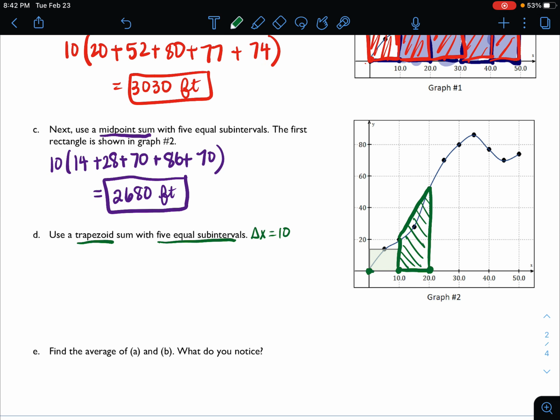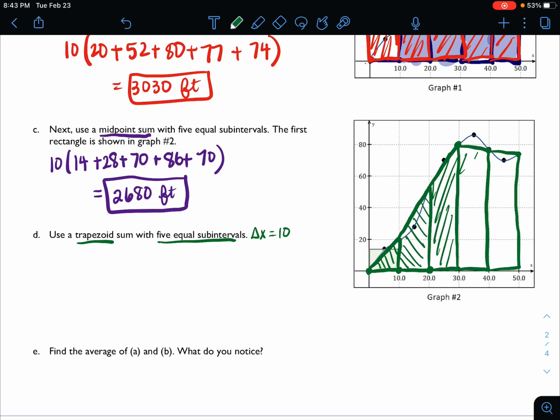Now from 0 to 10, why I said it was confusing before, since this one's at 0, my y value is 0, this is actually a triangle and not a trapezoid. From 20 to 30, same idea. I'm just going to essentially connect the endpoints there of each interval. From 30 to 40, connect my endpoints. 40 to 50, connect my endpoints. So you can see in some places this fits the graph a lot nicer than just the first rectangles that we used.